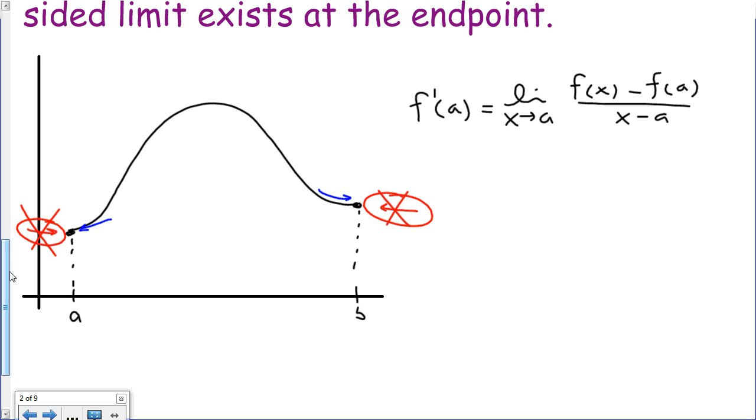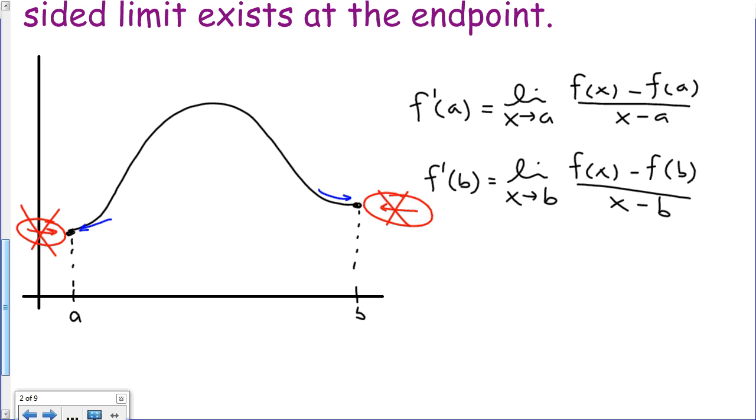But the fact that the function doesn't even exist on the left side of A means that the left-sided limit of this is not going to be the same as the right-sided limit. So therefore, this limit cannot exist. The same problem exists, of course, at B, except f prime of B is the limit as x goes to B of f of x minus f of B all over x minus B. Okay, we defined that initially back in chapter 3 using f prime of c, but I'm just defining it at these endpoints to illustrate this problem.